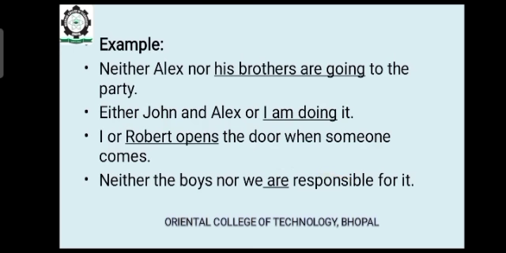Example: neither Alex nor his brothers are going to the party. Either John and Alex or I am doing it. I or Robert opens the door when someone comes. Neither the boys nor we are responsible for it.